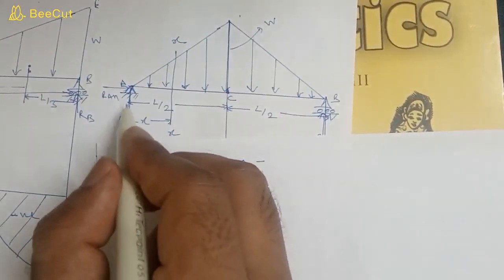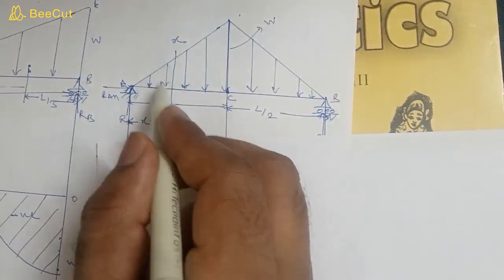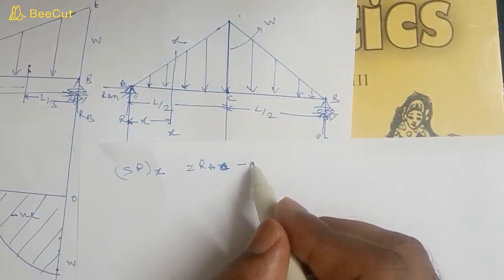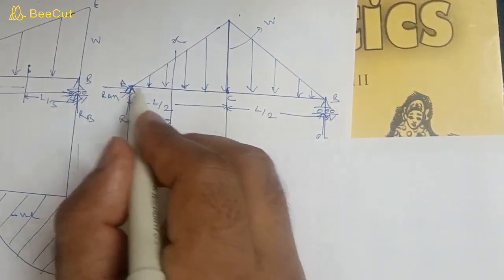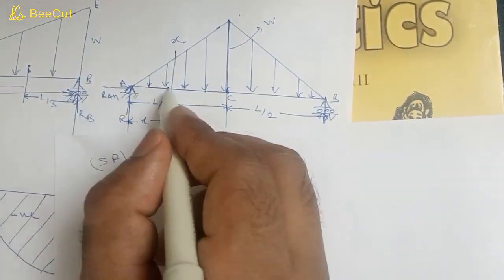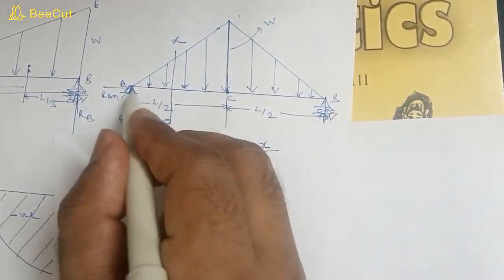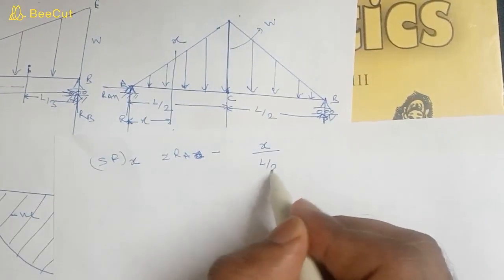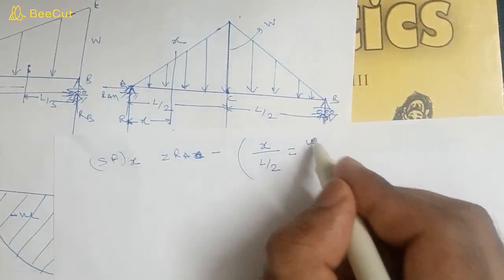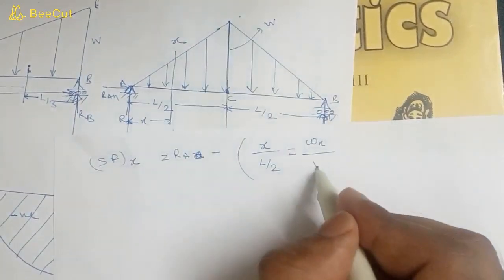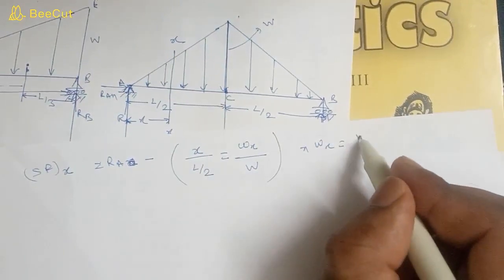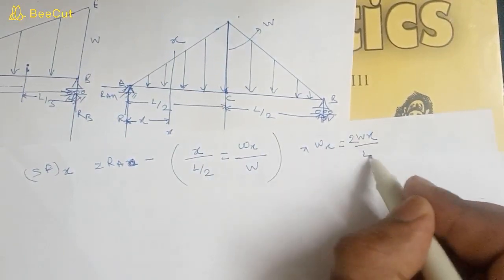Shear force will be RA, force is RA minus this load. So this load is due to this part. So how to calculate that? This triangle and this triangle are symmetrical. So we can write this part is x divided by this part L by 2, is equal to this part, which we don't know, Wx, and this part is W. So Wx will be 2Wx by L.